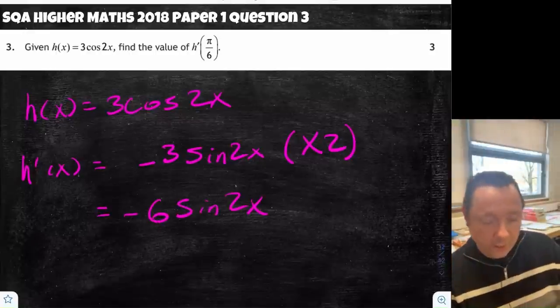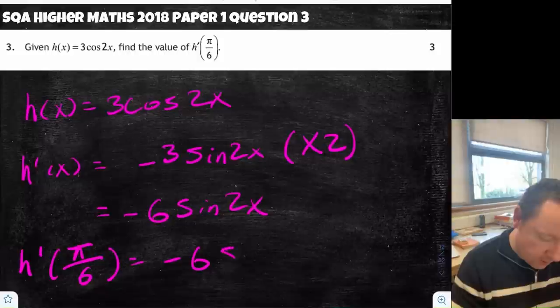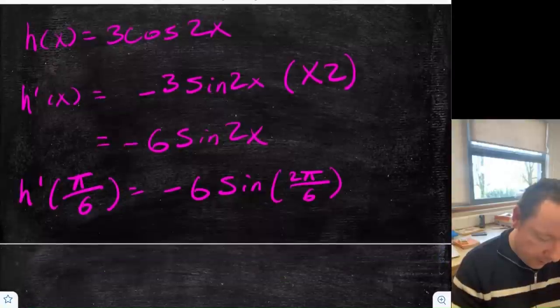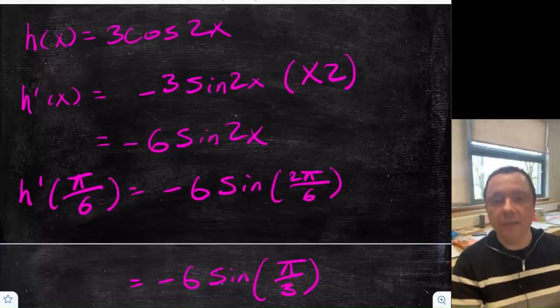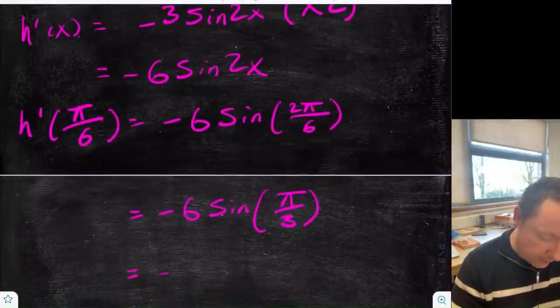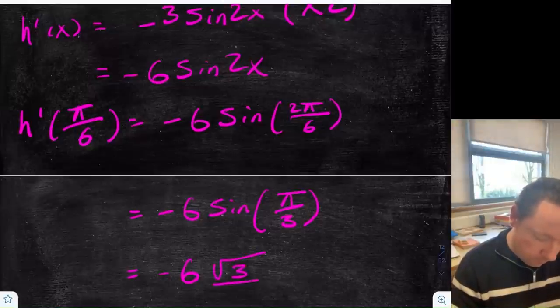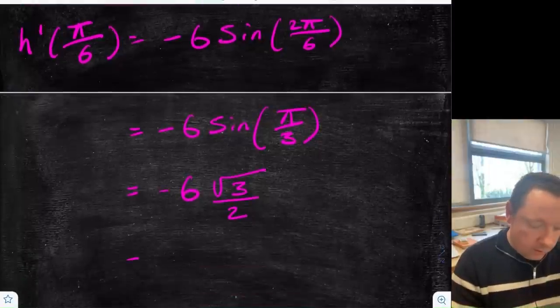This is a paper 1 question, so it's an exact value question. So h dash pi over 6 is equal to minus 6 times sine 2 pi over 6. Subbing it in, that equals minus 6 times the sine of pi over 3. Or if you prefer to work in exact values in degrees, that would be 60. So that equals minus 6, the sine of 60, root 3 over 2. 6 divided by 2 is 3, so it's minus 3 root 3.